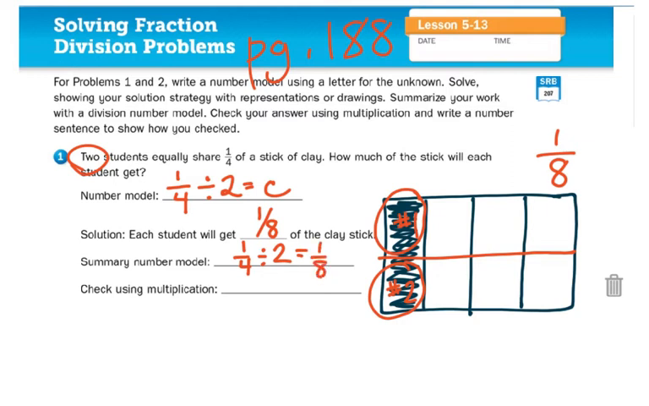If we want to check using multiplication, we're going to go in reverse. So we're going to take the answer, 1/8, times 2, and we should get 1/4. That's what we should end up with. So 1 times 2 is 2/8. Another way to say that is 1/4. We can divide each one by 2 to get an equivalent fraction.